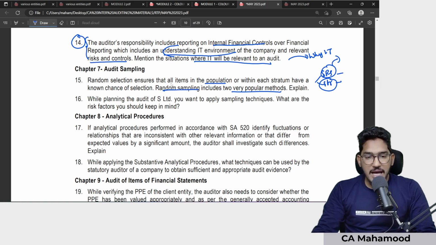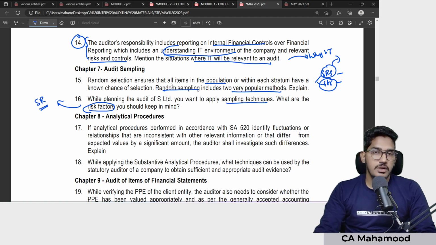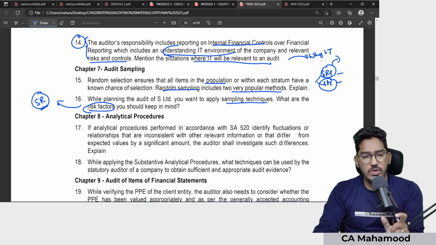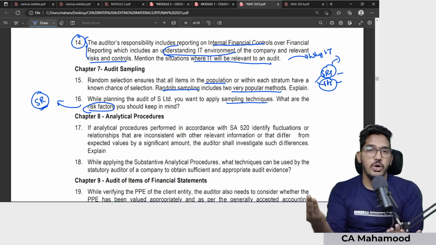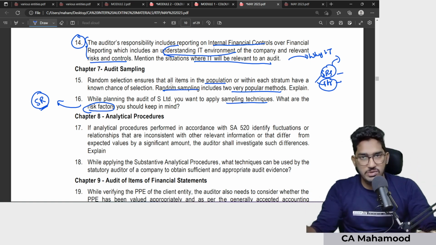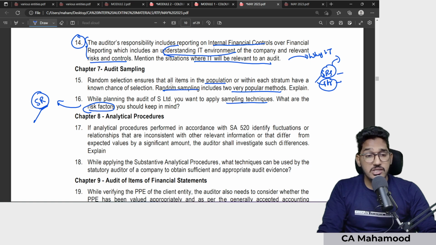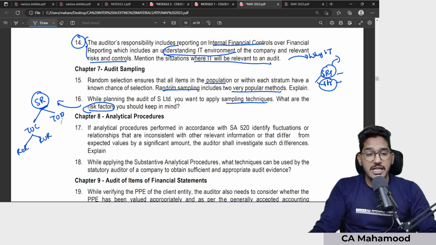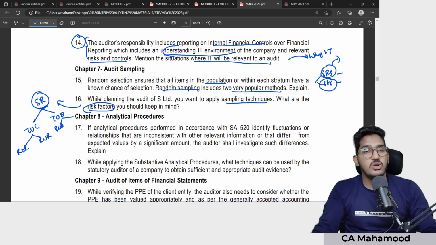Next one. While planning the audit of S Limited, you wanted to apply sampling techniques. What are the risk factors you have to keep in mind? Nothing but they are asking you to write about sampling risk. So as we have seen one dedicated question, sampling risk. What is the meaning of sampling risk? In simple terms, selecting an inappropriate sample. Or even there is a textbook definition for the sampling risk, the risk that the conclusions of the auditor will be different if the entire population is subjected to same audit procedures. And we have seen that this sampling risk will have impact on test of controls also, it will have an impact on test of details also. In case of test of controls, risk of over reliance, risk of under reliance. In case of test of details, risk of incorrect acceptance, risk of incorrect rejection.